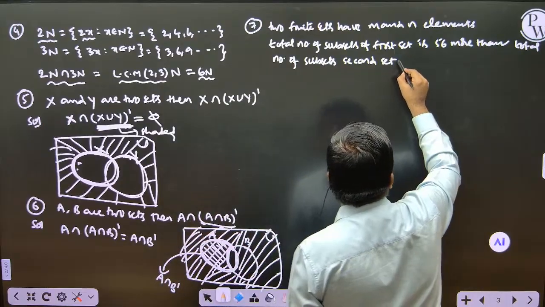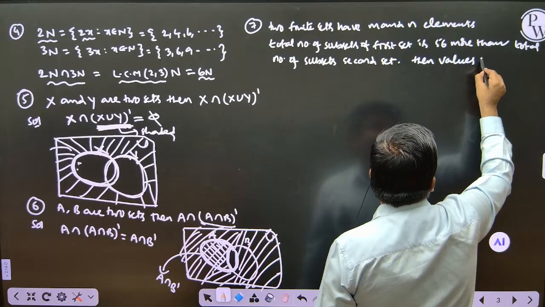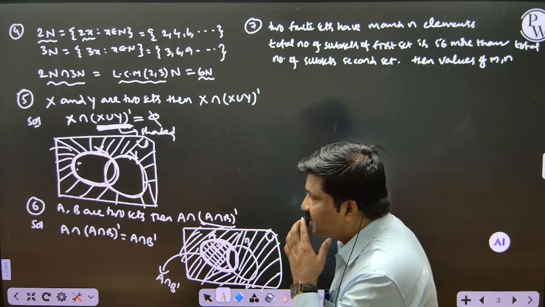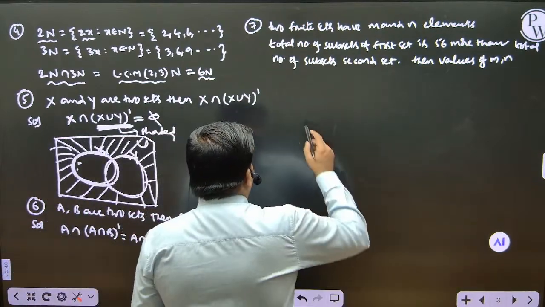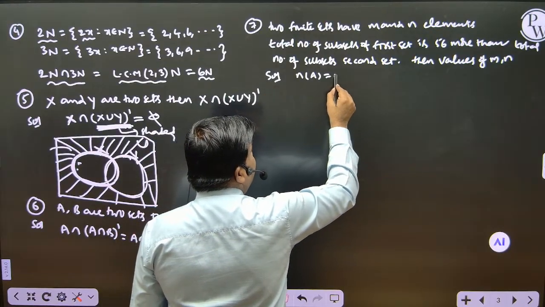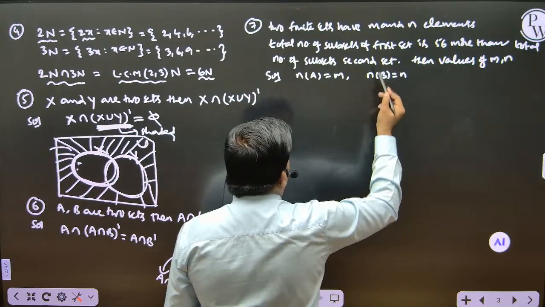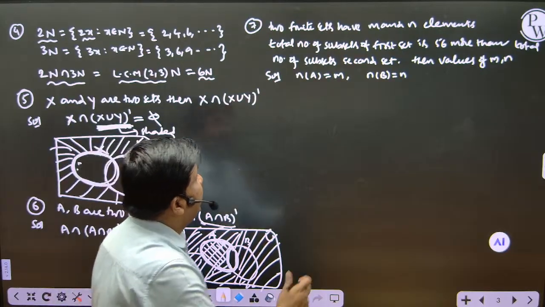Then values of m, n. Okay. What is given to you here? Let us take that set A has m elements and set B has n elements. He said that two finite sets have m and n elements.